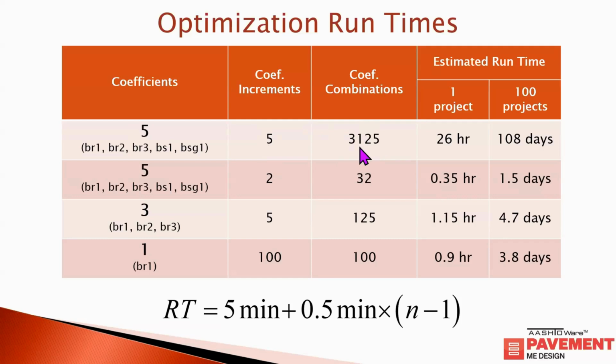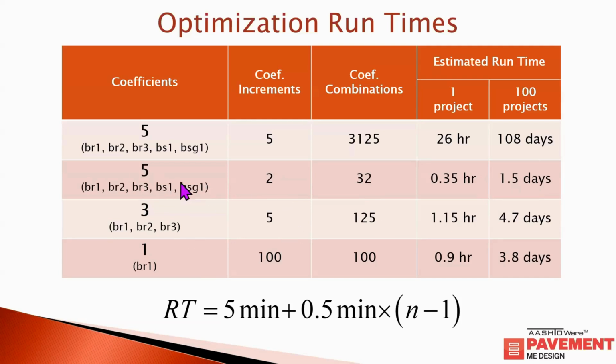You have to run each one of these for a single file. So if you have one file, that could take 26 hours. If you had 100 projects, 108 days. Again, don't do this. Here's a simpler case. This is where you have only 2 increments, but again, you have 5 coefficients. So 2 to the 5th power is going to be 32, much more manageable for one project, a little over a half hour, 100 projects, a day and a half. And you can see what's going on here.